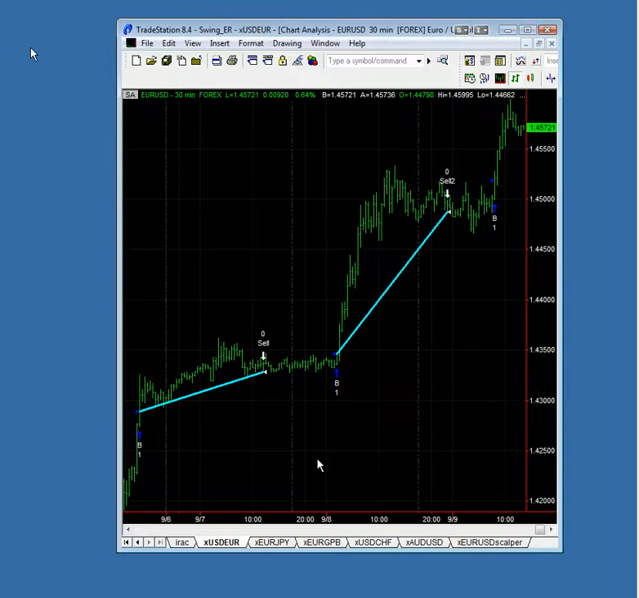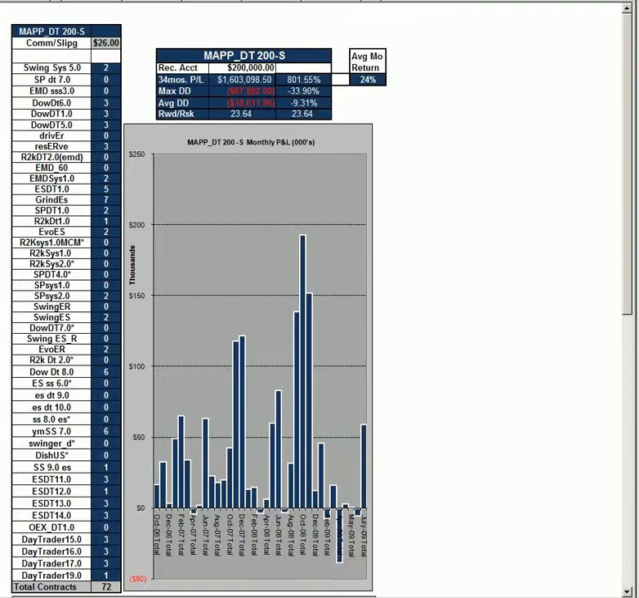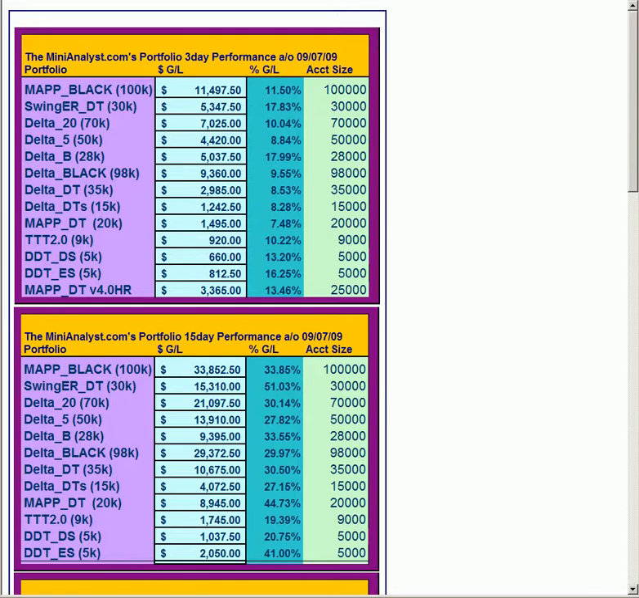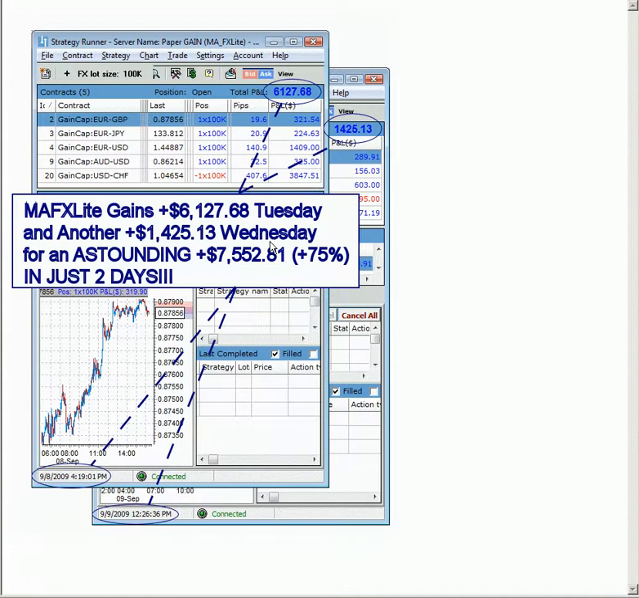And as you can see, actually we'll go ahead and show it to you. And looks like we just moved that. But right there, MFX Lite has gained an astounding 75%. This is a very aggressive portfolio. Definitely should be part of any larger portfolio. $7,552 in just the last couple of days.